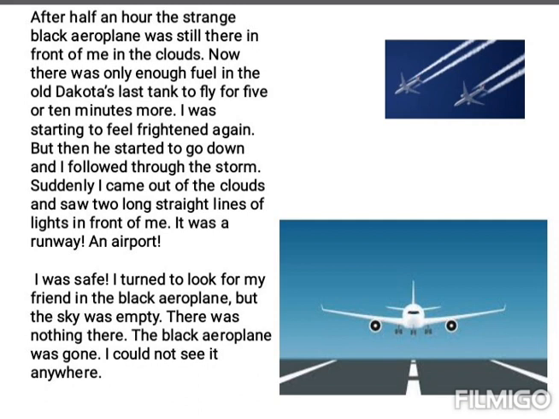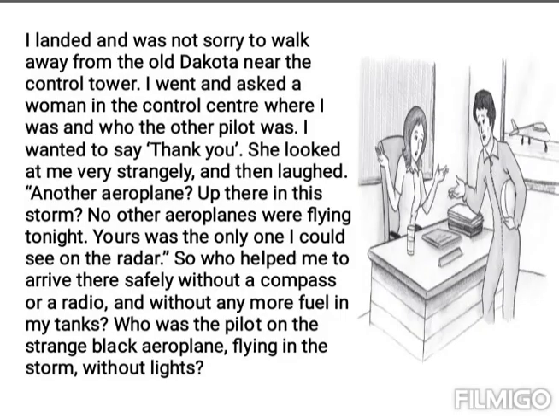Children, in this passage, the author is saying that for half an hour the strange black aeroplane was with the author's old Dakota, and again the author became frightened because his last tank had less fuel and he could run only for 5 or 10 minutes more. Now he came out of the black storm because the strange aeroplane showed the way. Now the author could see the runway, the airport. That was such a relief for him, and he was looking for the black aeroplane, but the aeroplane was gone.